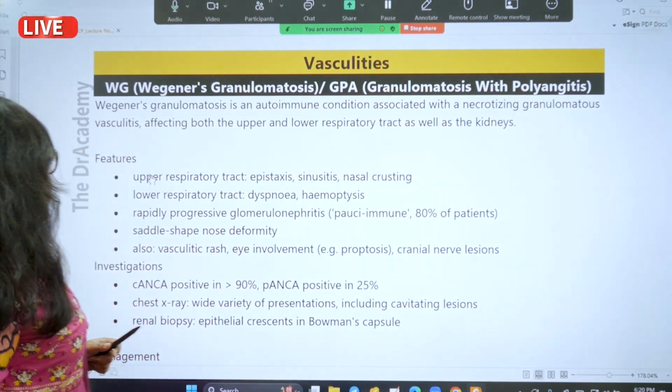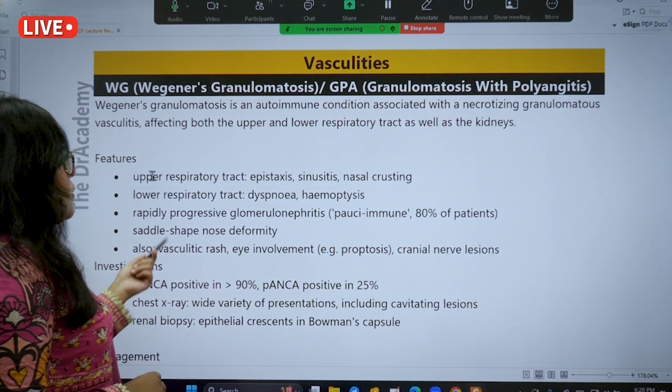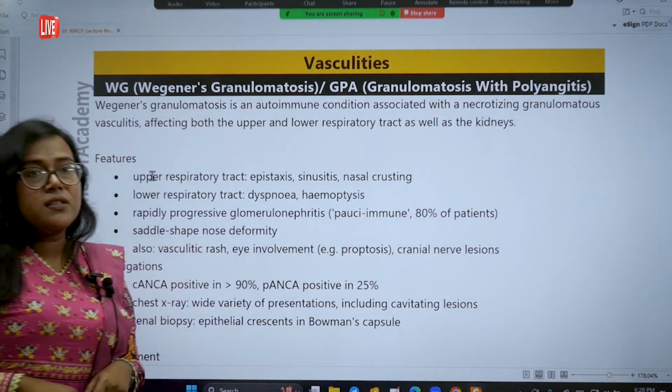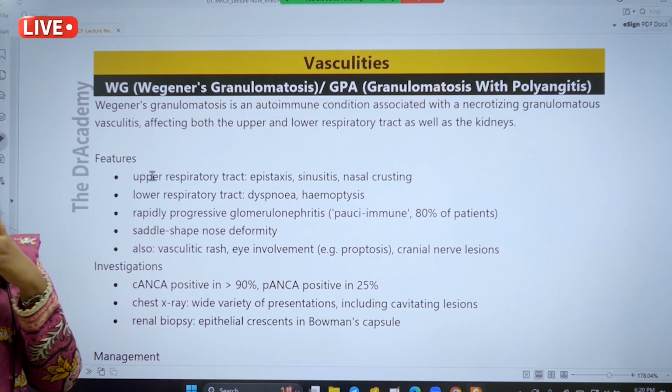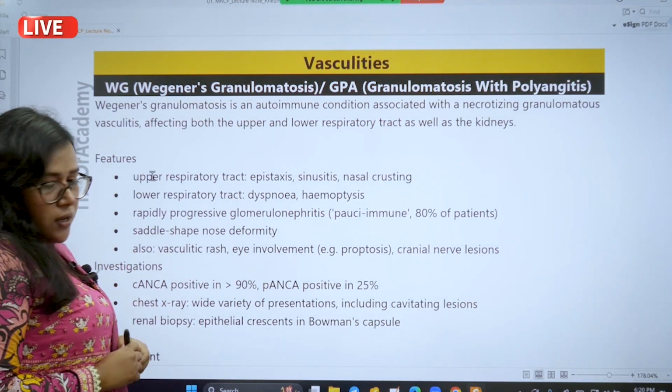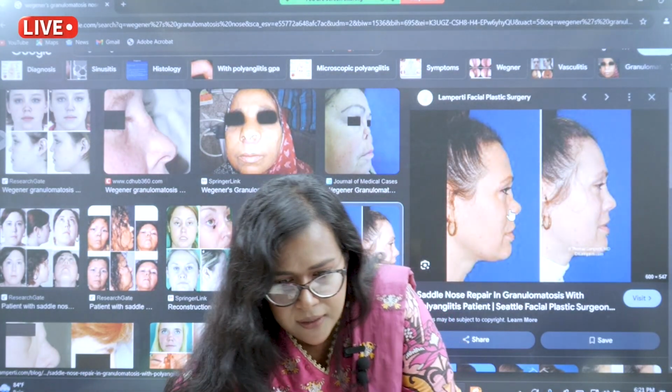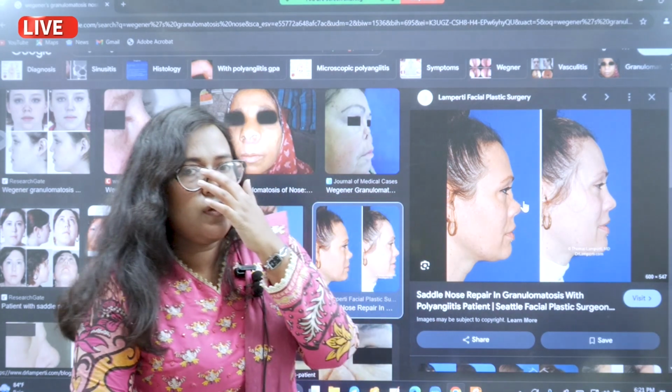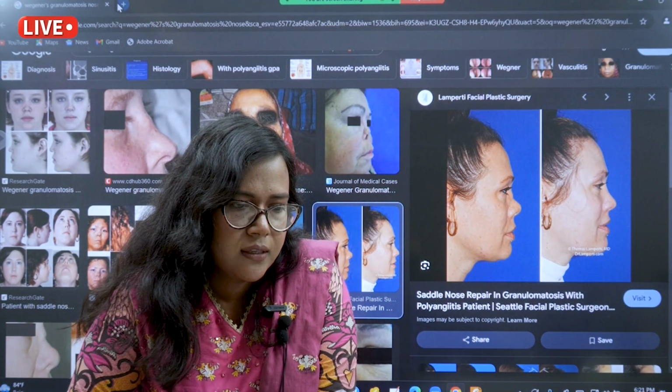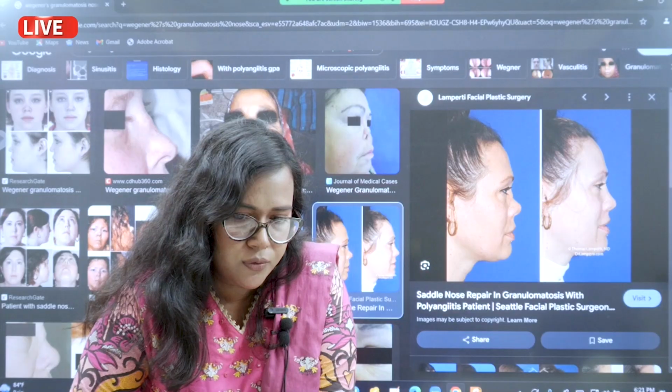So features are mainly upper respiratory tract. It can cause epistaxis, sinusitis, nasal crusting, and nasal deformity. That is saddle-shaped nose in the long run. The patient has undergone rhinoplasty here, but you can see that the bridge of the nose is depressed here. So this can commonly happen in Wegener's granulomatosis.